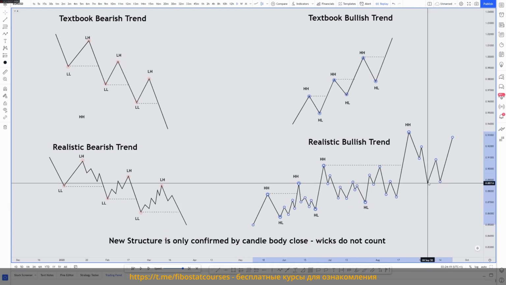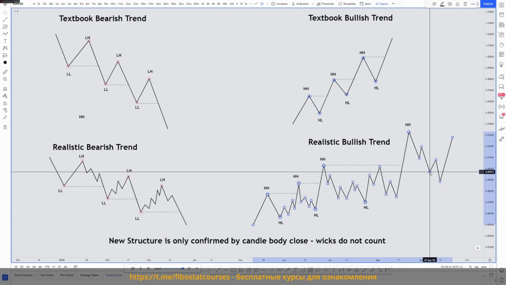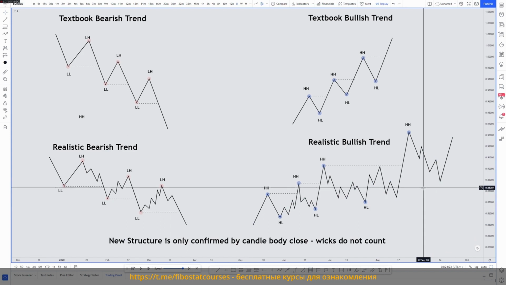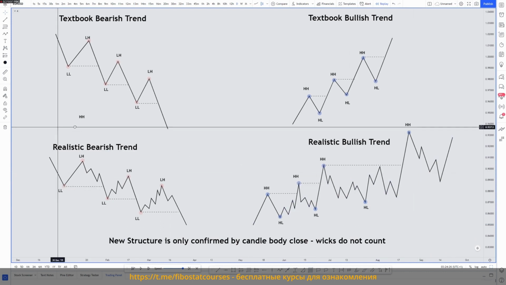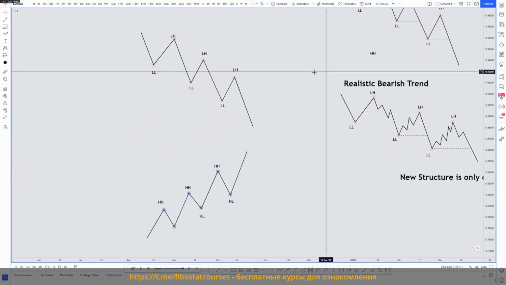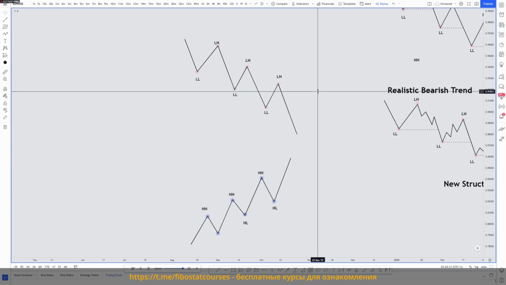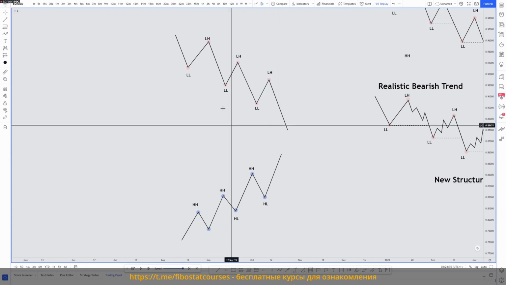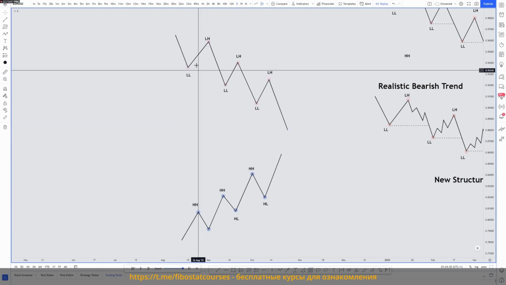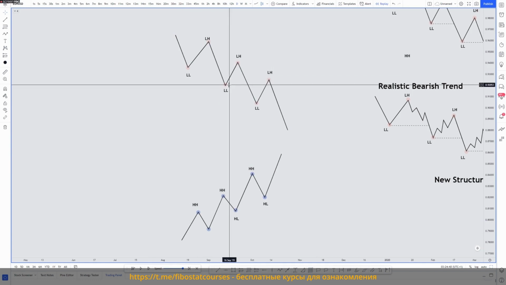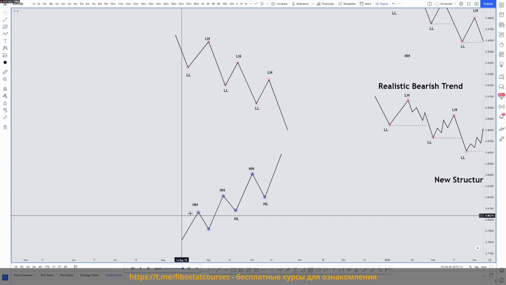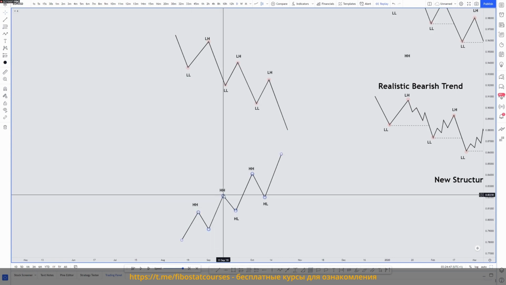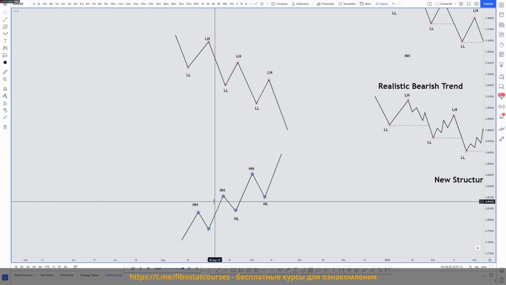Now, something I want to talk about too is a confirmed trend versus an unconfirmed trend and a trend reversal. So we have the same textbook scenario here as you had over on the right. Bearish trend, and we have a bullish trend. For a bearish trend to be confirmed, we need two lows. One low, two low. This trend is now confirmed bearish. For a bullish trend to be confirmed, we need two highs. One high, two high. This trend is now confirmed. As soon as you have two points of structure, the trend is confirmed.